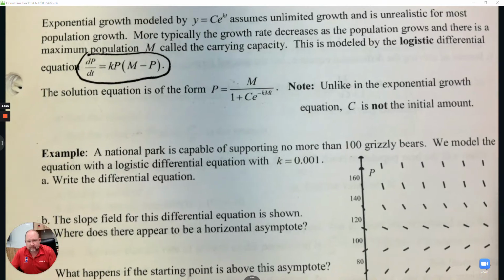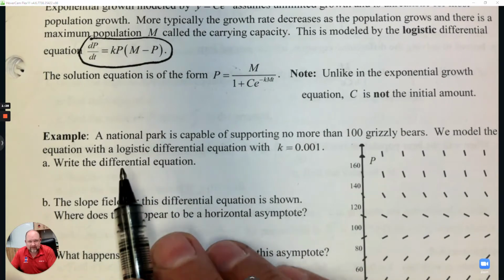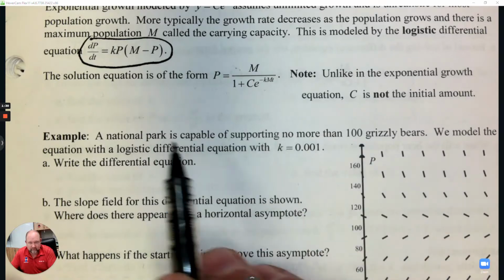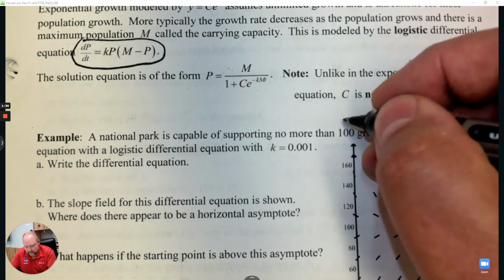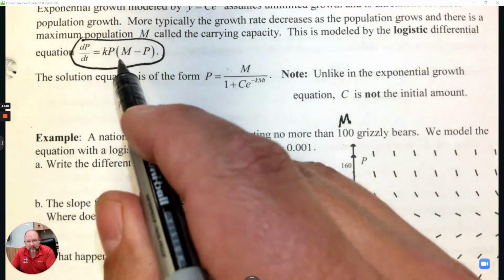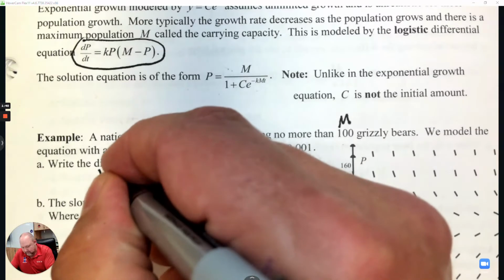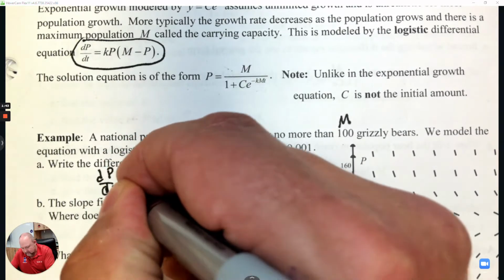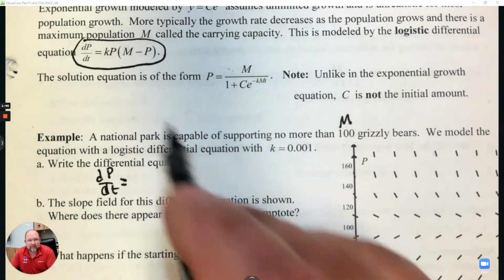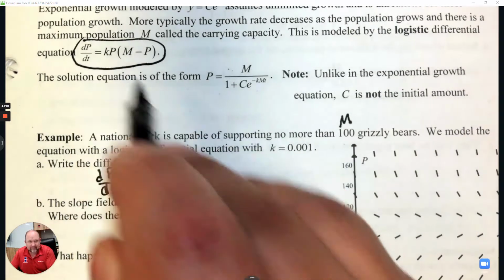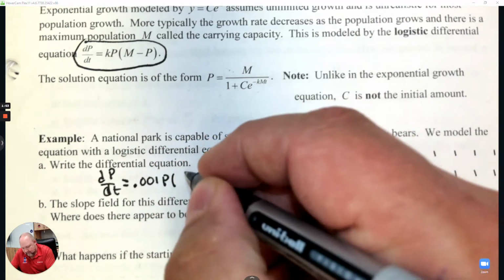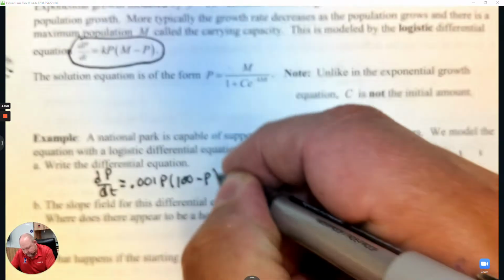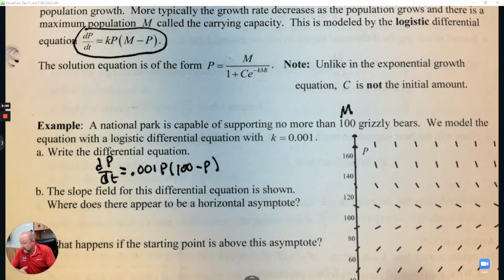All right. So if I want to write a differential equation based on this information: a national park is capable of supporting no more than 100 grizzly bears. That's what M is. And so when I look at this dP by dt, M is that number, K is that number. So it's 0.001 P, and then M, the maximum amount, 100 minus P. That's a logistic equation, plugging in the values that you're given.